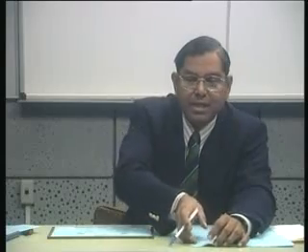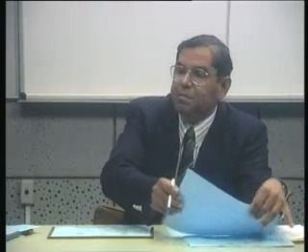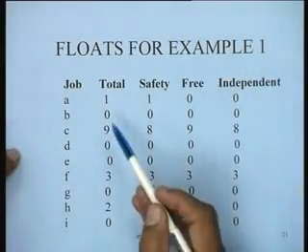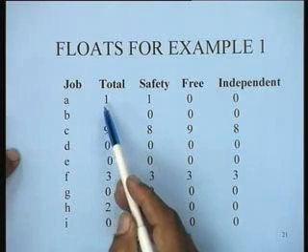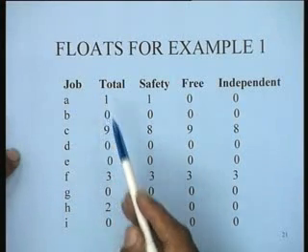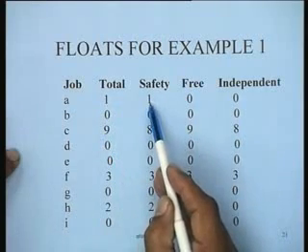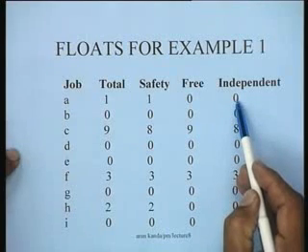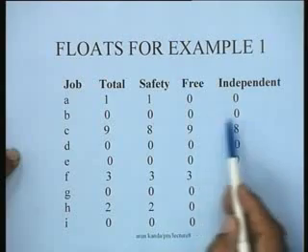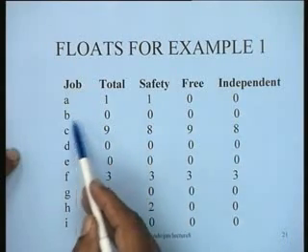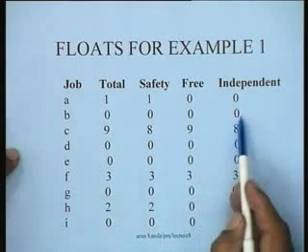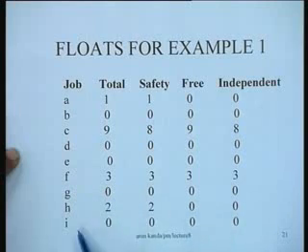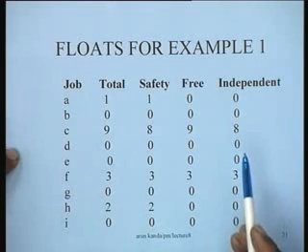For instance, if you take the example that we have done, for which we have already computed everything, the total float works out for job A as 1, the safety float is 1, and there is 0 free float and 0 independent float for the activity. Similarly, for activities which are critical, all the 4 floats are 0. So B is a critical activity, so is D, so is E, so is G, and so is I. So it is for some other node.